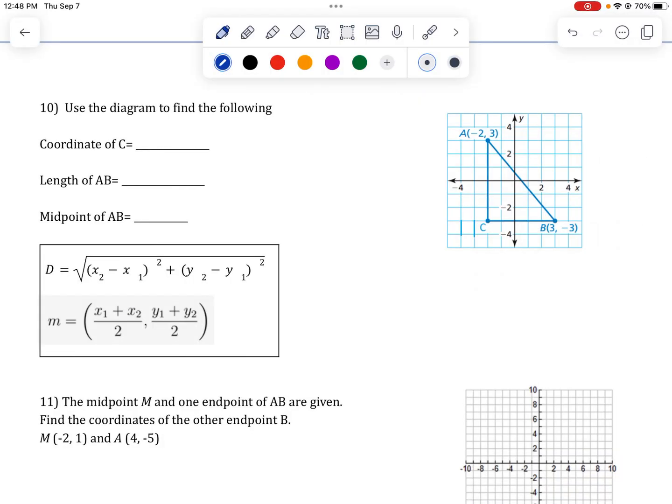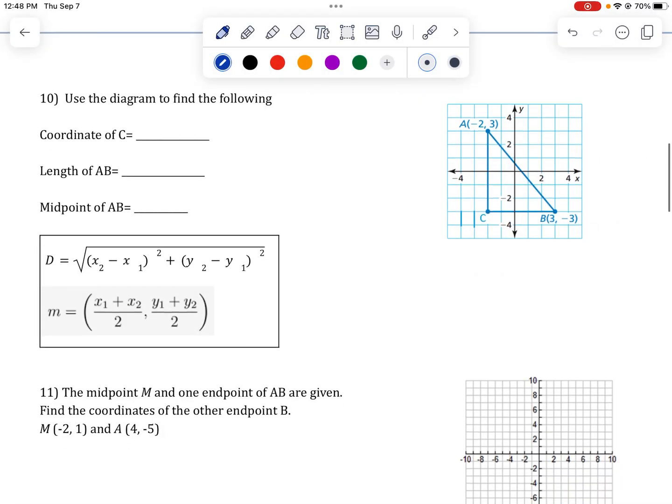All right, page 2, here we go. So the first part, number 10, says find the coordinate of C. I don't know if we really talked about a problem like this in class, for sure. But I just want to see, I'll just look at this one and you just kind of have to reason through it.